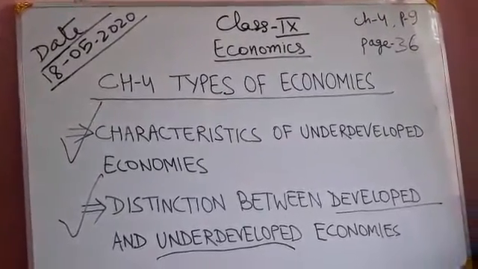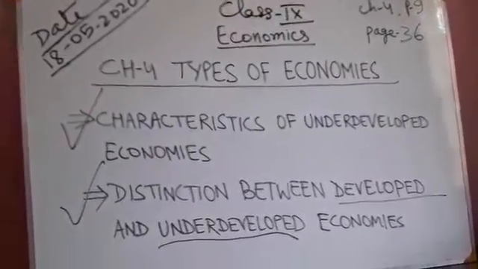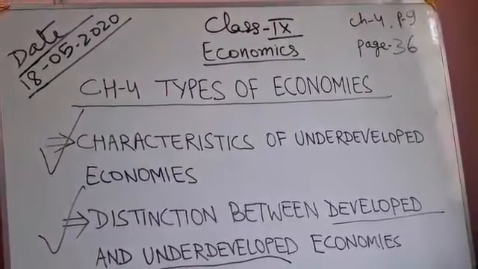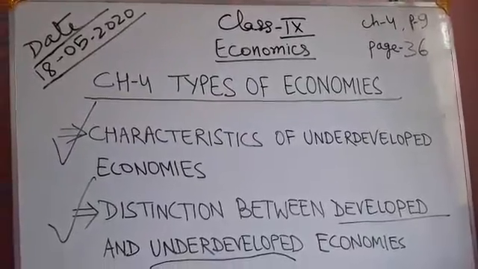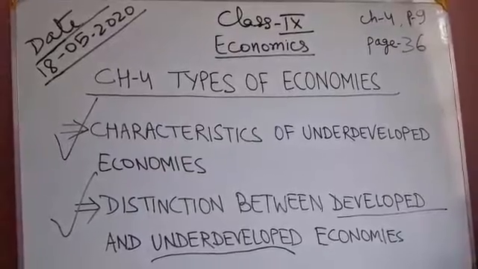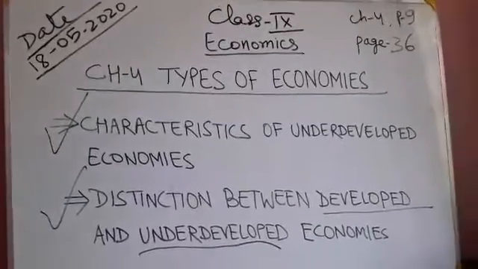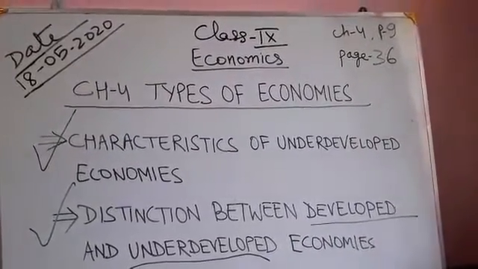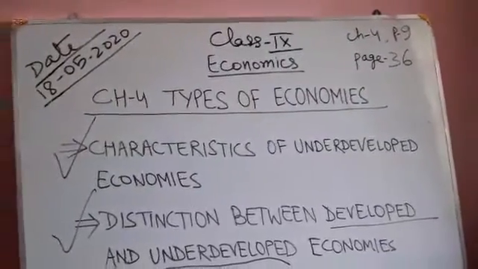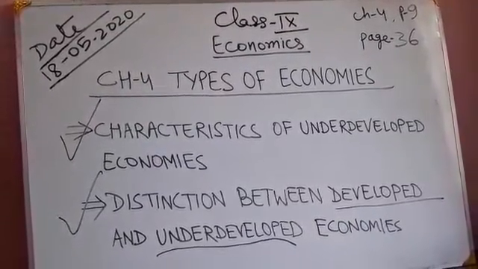Fifth point, productivity. Productivity of labor is very high in developed economies because the labor is highly educated, highly trained and healthy. Whereas in underdeveloped economies, productivity of labor is low because their training is not up to the mark and their health is also not appropriate for the purpose of employment. Next, sixth point, utilization of resources. In developed economies, there is proper utilization of available resources, whereas in underdeveloped economies, underutilization of resources is possible.